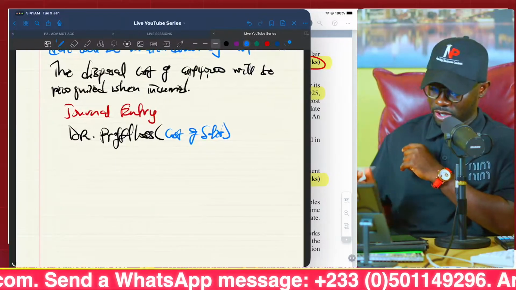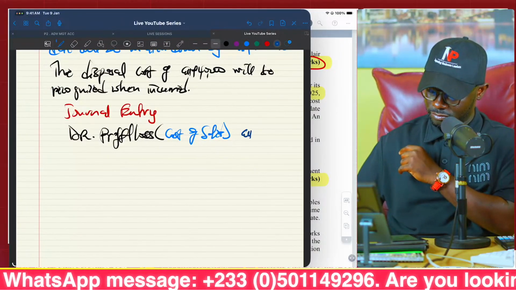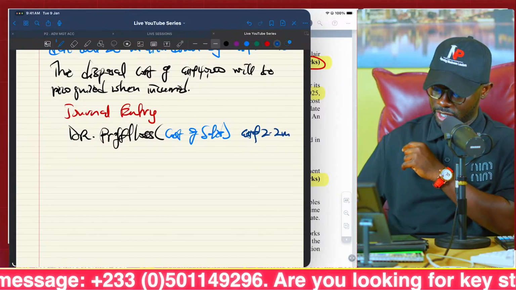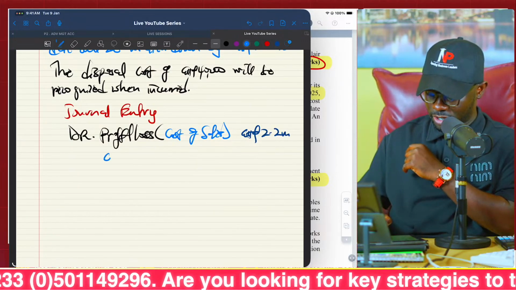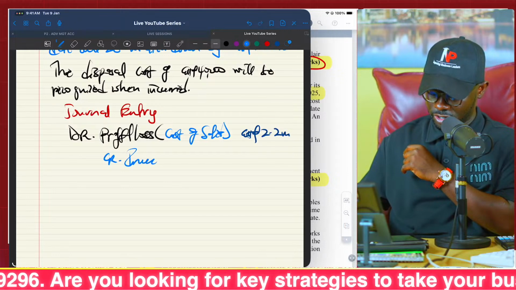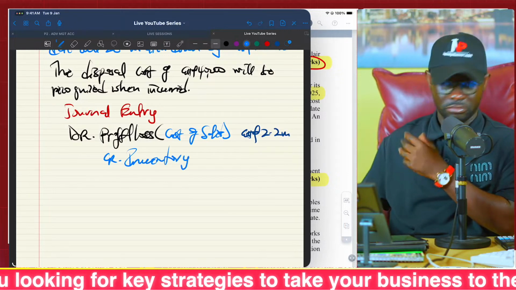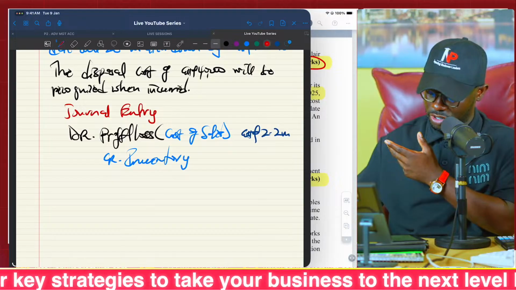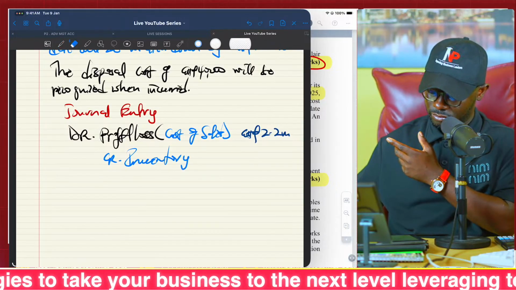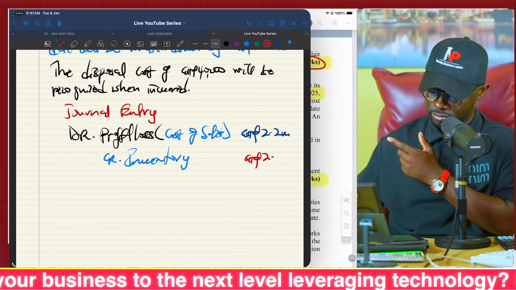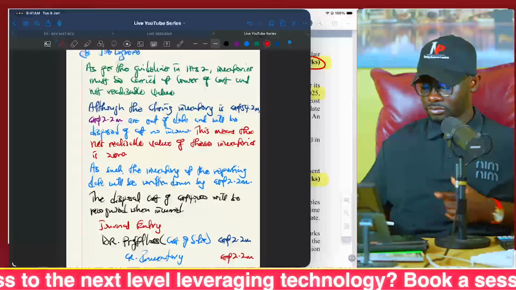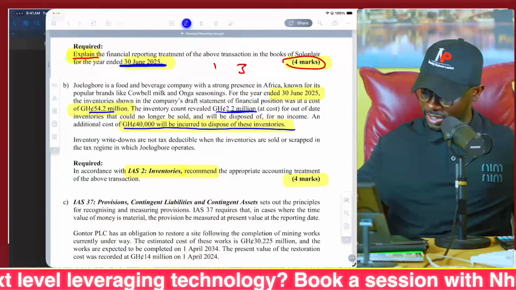So we debit profit or loss, cost of sales usually, for the 2.2 million. Then we credit inventory because we are writing down inventory, which will be under current assets on the face of the statement of financial position, 2.2 million. So that is the answer to the question here.